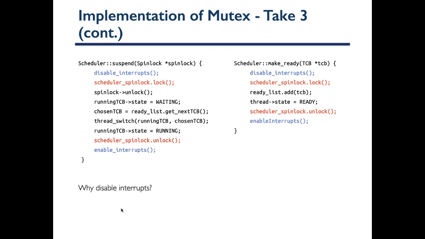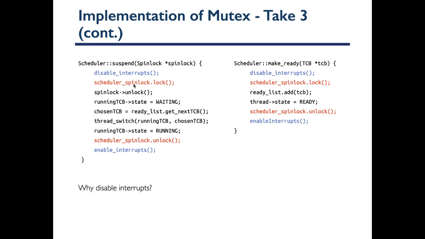Now, a few questions about this one. Why disable interrupts? I kind of alluded to it when I went back to the previous slide. The reason that we're disabling interrupts here is because the scheduler's spin lock is a spin lock that with high probability will be used by the interrupt handler. So this is a very important spin lock.